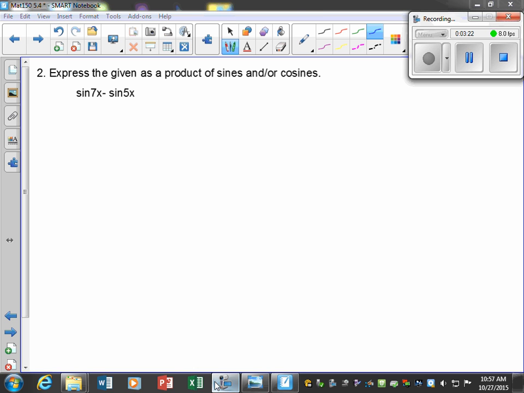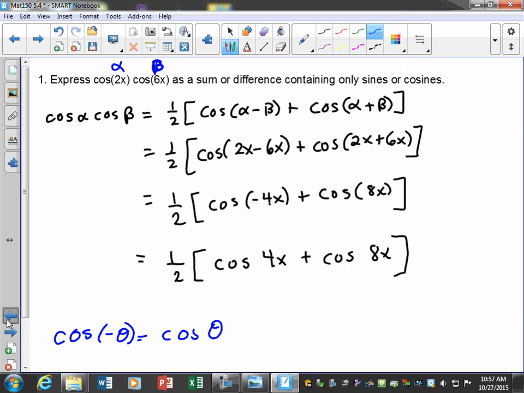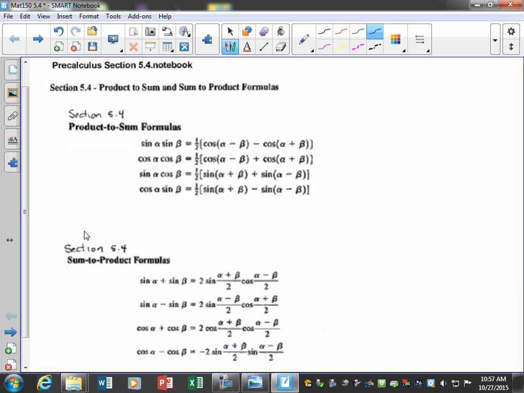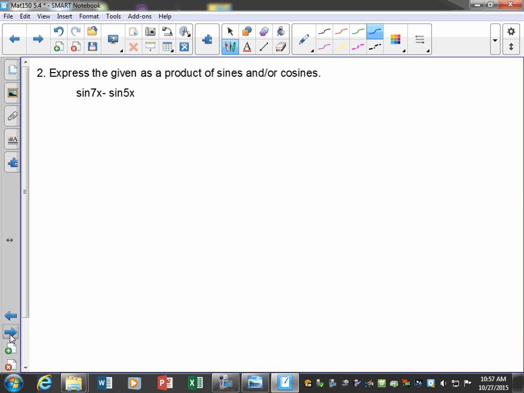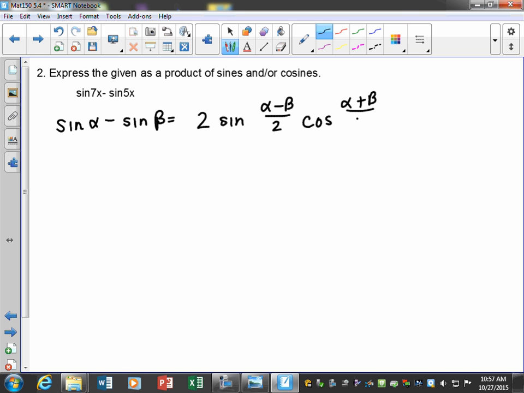Yes, that's your final answer on the previous one. Okay, for this one we're going to do sine 7x minus sine 5x. Let's flip back to our formulas. Sine minus a sine, so that's clearly going to be our sum to product formula. Basically you look at all your formulas and identify which one matches your given information, which is going to be down here. Now let's go back and write our formula down. Sine of alpha minus sine of beta equals 2 sine of alpha minus beta divided by 2 times cosine of alpha plus beta divided by 2.